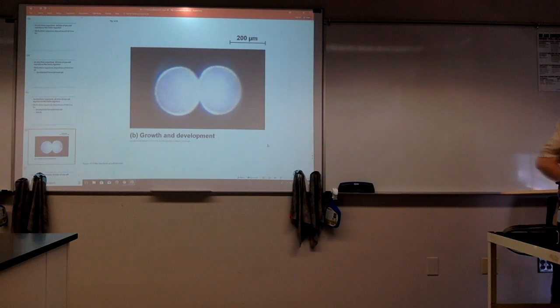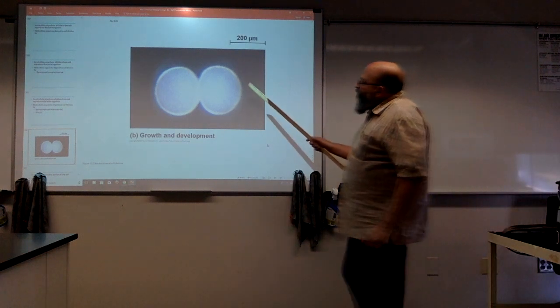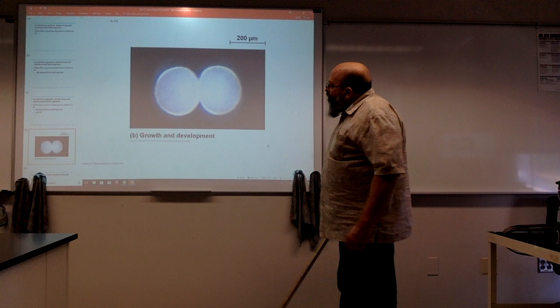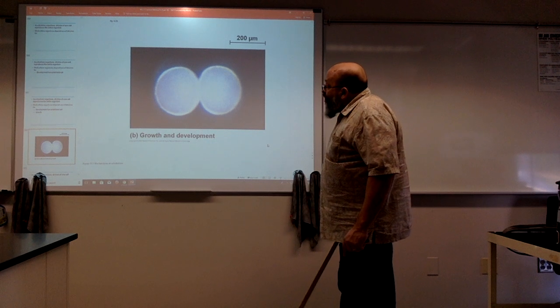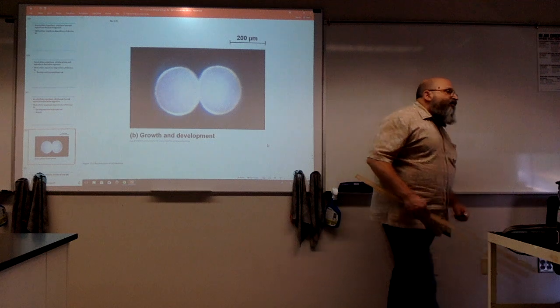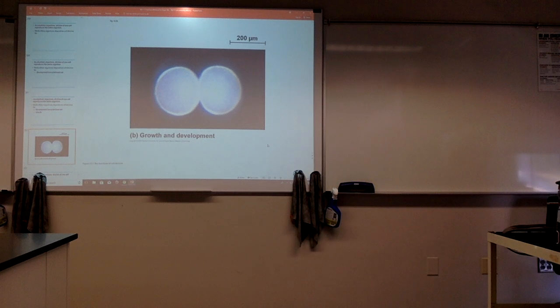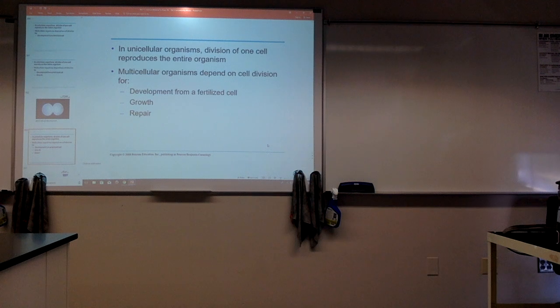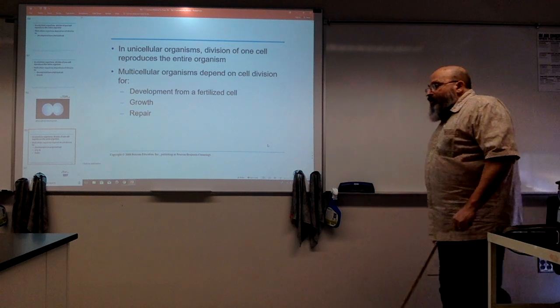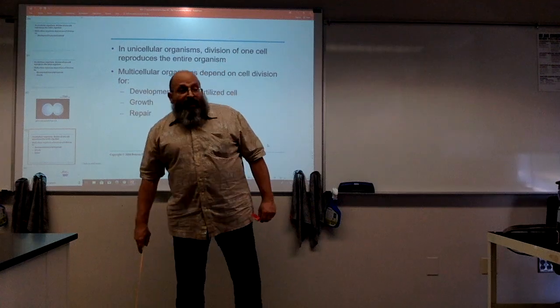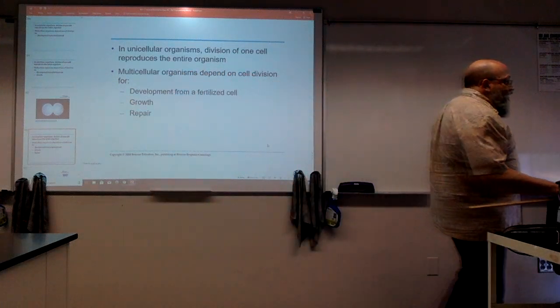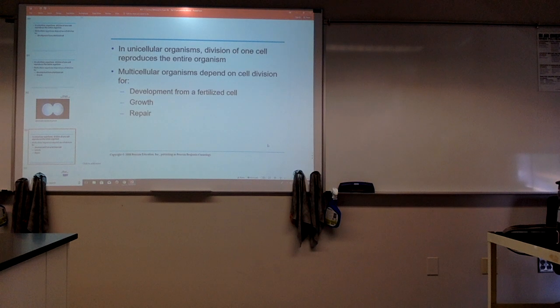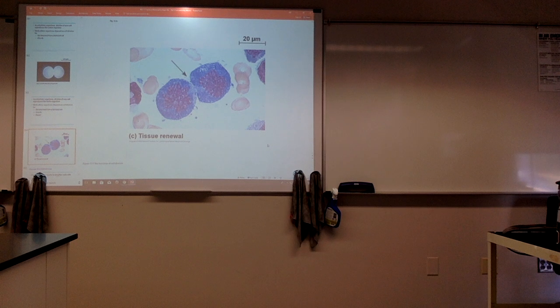Okay, and I don't like this right here. I'd rather have a better picture of about the 32 or 64 cell stage. Okay, but I guess they wanted to keep it simple. Also, repair. Think about if you scrape your elbow or something like that, and the healing process starts, and once the bleeding is taken care of, then the cells begin to divide and replace the tissue that you tore away. So tissue renewal.